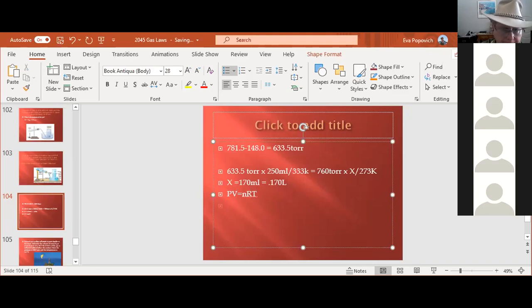I can take my 633.5 divided by 760. That gives me 0.833 atmospheres times 0.250 liters divided by 0.08206 times my temperature, which was 333, I believe.